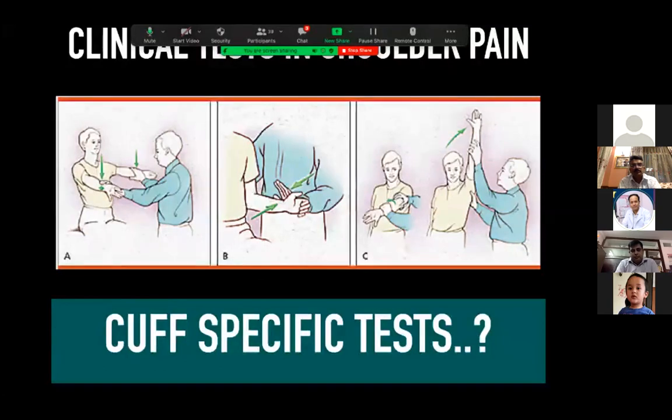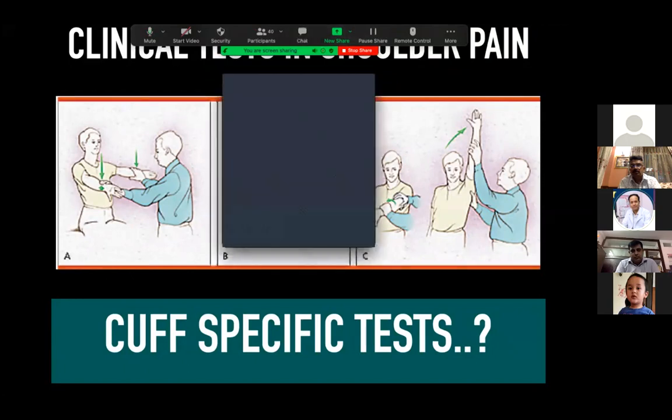The chat box I cannot see. Okay, sir, I'm seeing it. How often do you get a history of trauma? So the question is, how often do you get a history of trauma in rotator cuff tears? Sir, you take it, sir.